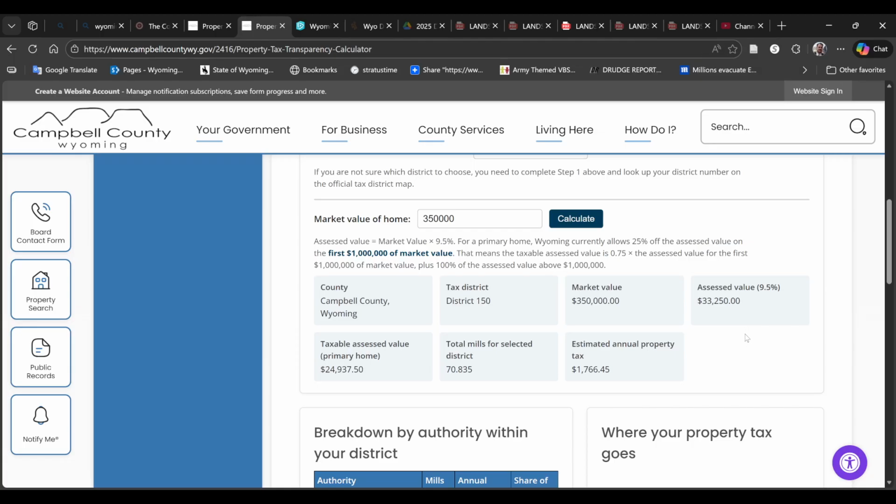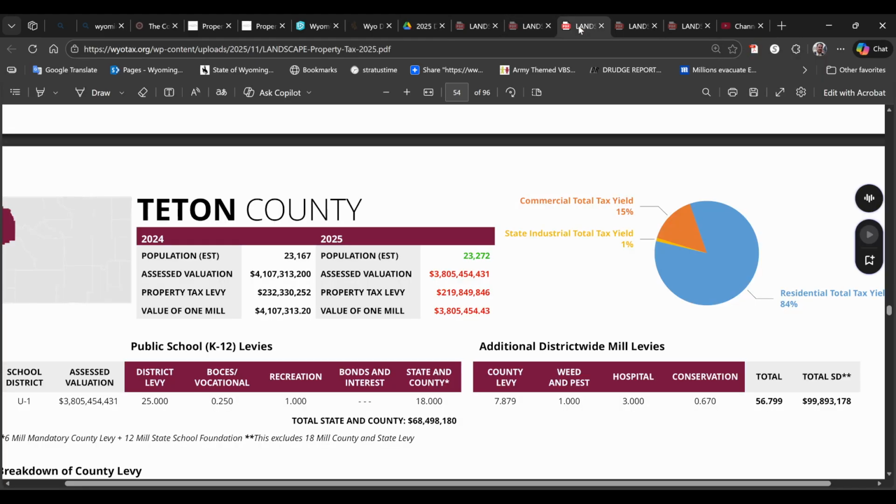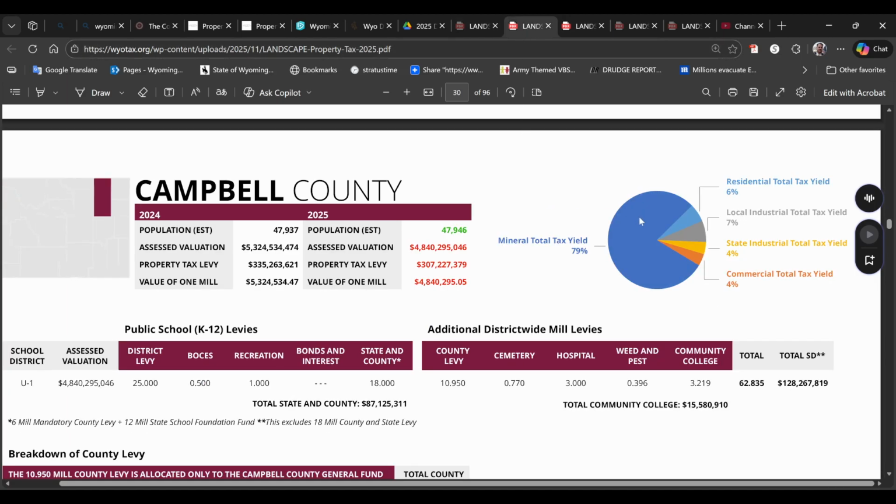So here on this screen, you can see that the assessed value is $33,250. And again, if we were to add up all of these assessed values, just for residential, what we would find is that all of the residential areas in Campbell County, all of those assessed values combined, is $303 million. And again, Campbell County's assessed valuation is a whole lot bigger than that. It's $4.8 billion, which means about $4 billion comes from minerals. It comes from oil, it comes from gas, it comes from coal, and that's what really pays the bills.